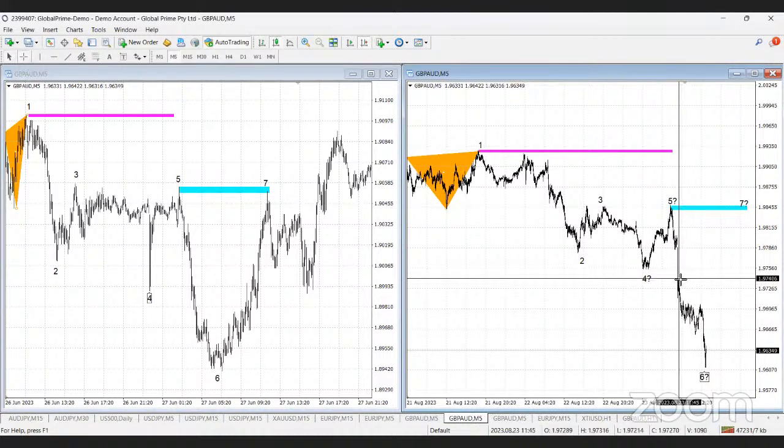I guarantee you there's many longs from here, this 9734 area, and they just got margin called. And now we're going to head back up to that level, and people are going to be like, oh, I was long there, I'd be break even now.